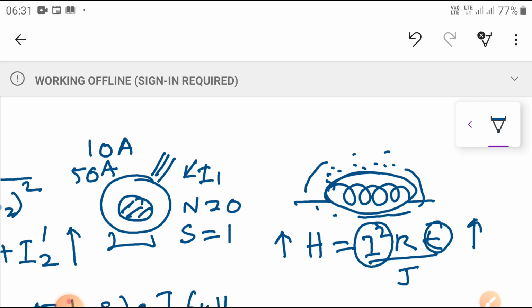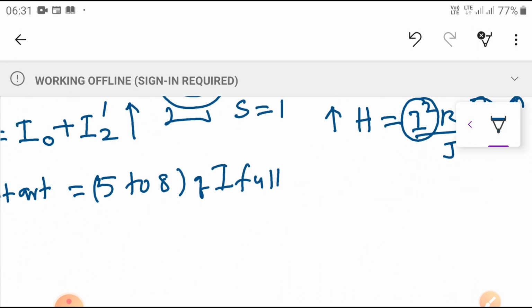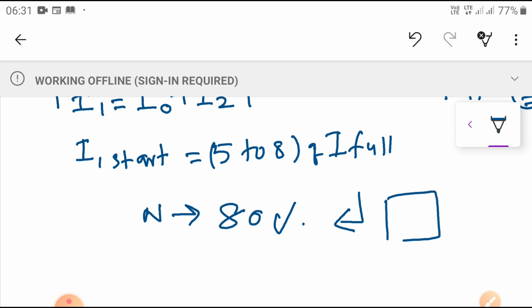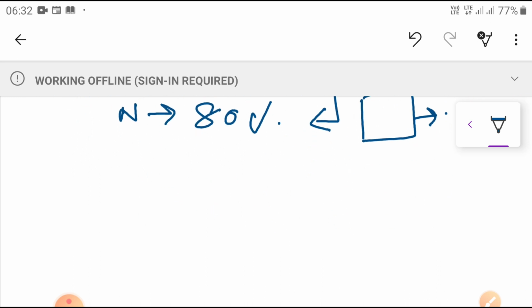Hence, a device is required to limit the starting current until the speed increases to nearly 80% of rated speed. During the starting period, I require some device to control the starting current. That device is known as the starter. So, what is the starter? It limits the current drawn by the motor at starting.